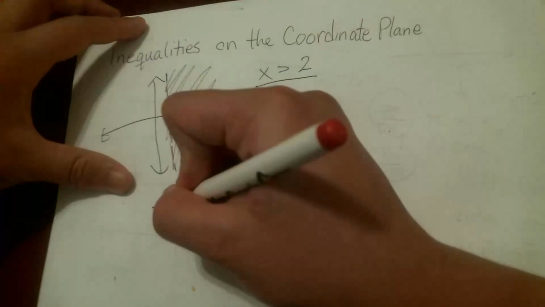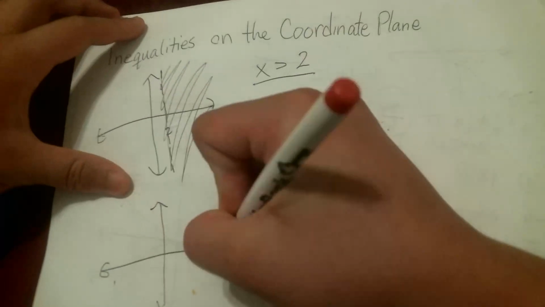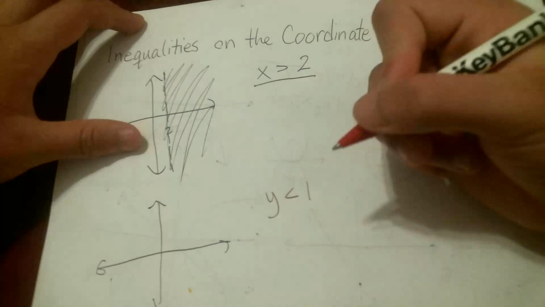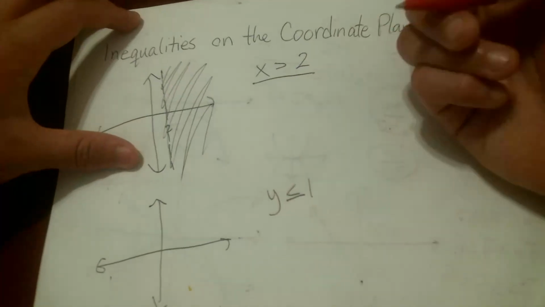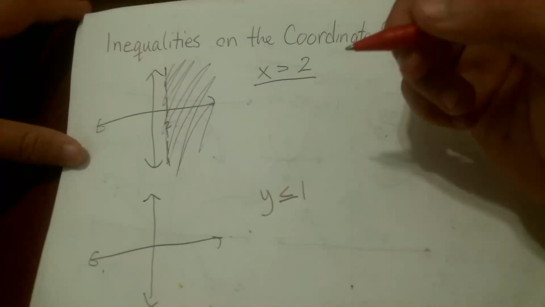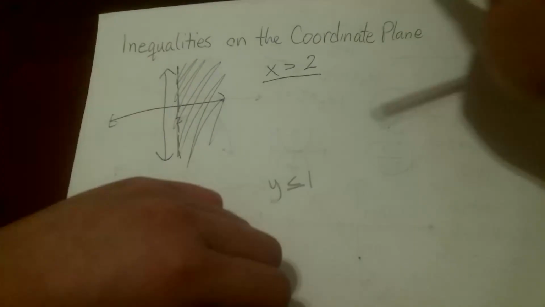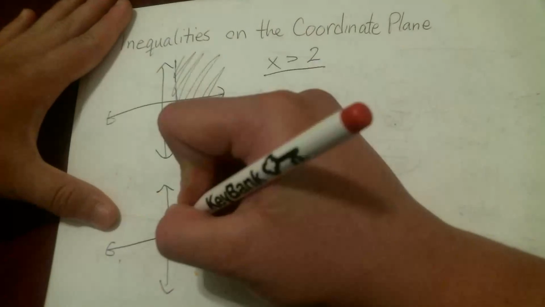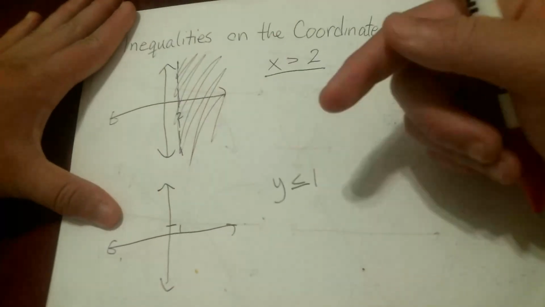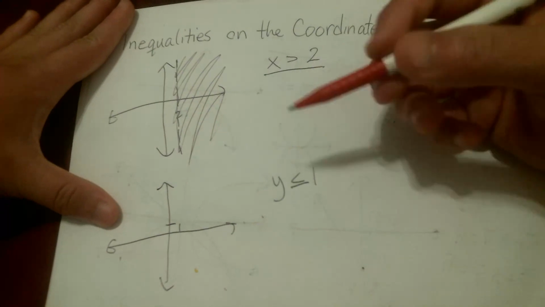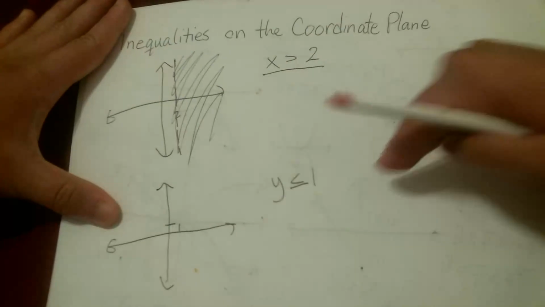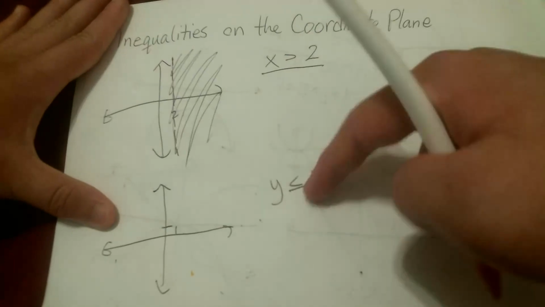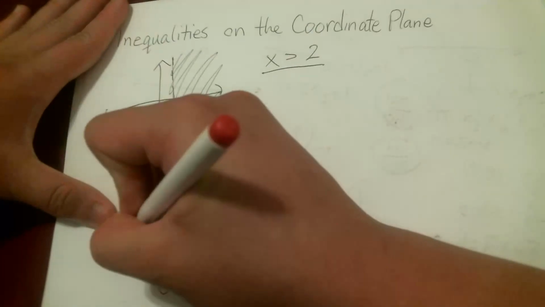Similarly, if we had y instead of x, say y is less than or equal to 1, let's just do that one. We would have 1 here on the y-axis, and since this is less than or equal to 1, we would have this as a solid line.